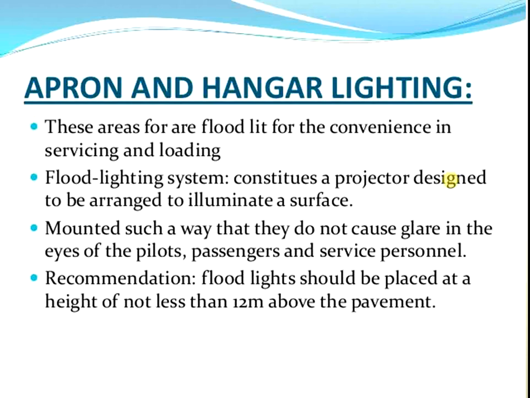The next element of the airport lighting is another important element, that is the apron and hangar lighting. These areas are floodlit for convenience in servicing and loading. The floodlighting system constitutes projectors designed to be arranged to illuminate the surface, mounted in such a way that they do not cause glare in the eyes of the pilots, passengers, and also service personnel. The recommendation is that the floodlight should be placed at a height of not less than 12 meters above the pavement.